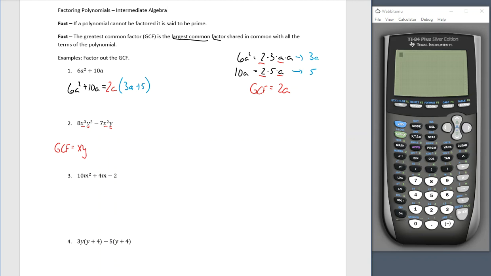So if I wanted to factor 8x to the third y squared minus 7x squared y, this would equal xy multiplied by, let me see, if I took out an x and took out a y, I'll still have the 8. I'll have x squared. Oh, what? I even said it out loud, and I didn't write it down. There are 2 x's in common, right? They both have an x squared. The other one has an x cubed, so it has more.